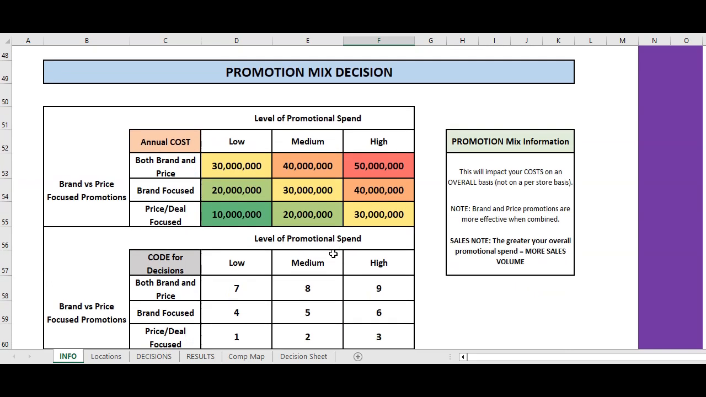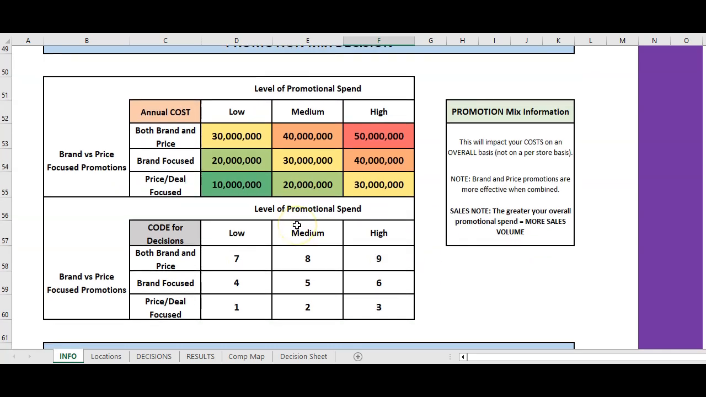Promotion is an overall spend. This is not on a per store basis, this is just an overall spend. What's our level of promotion and what are we focusing on? There are a little bit of hints in there about how the game works, but you will get that from observation, analysis, watching competitors, market feedback, just as you would in real life as a marketer.